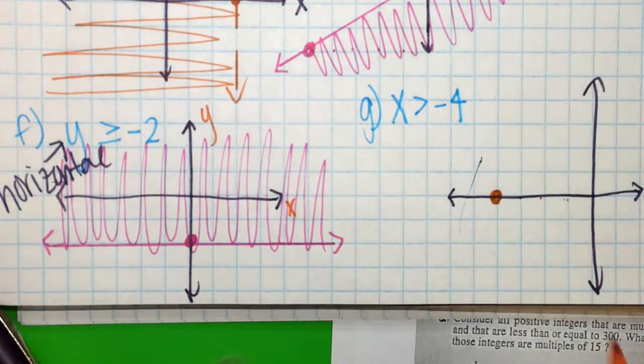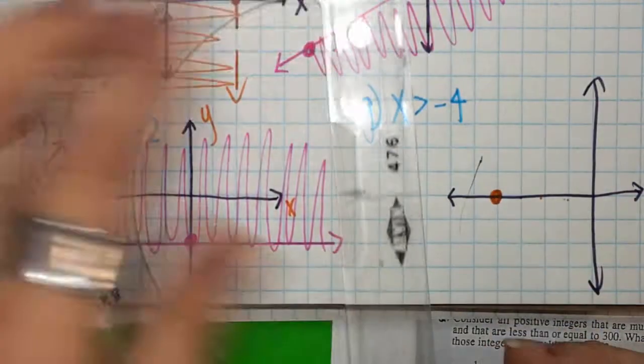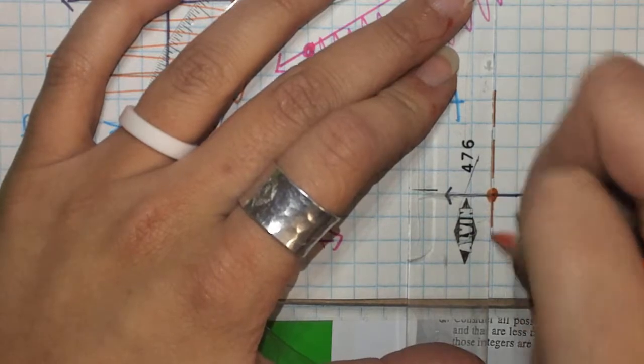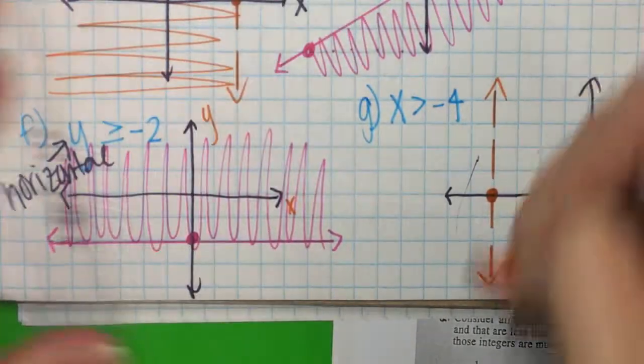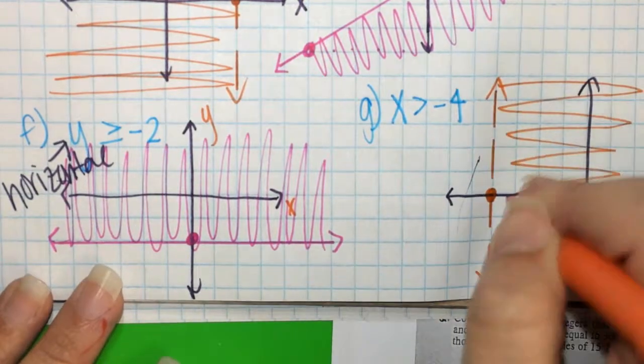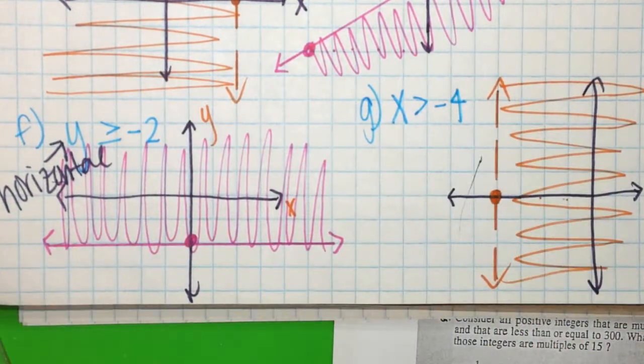Solid or dashed? No, dash. And are we going to shade to the left or to the right? To the right. Because it's greater than.